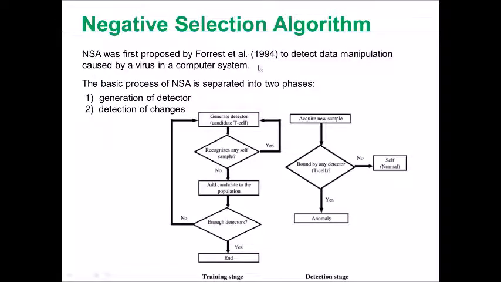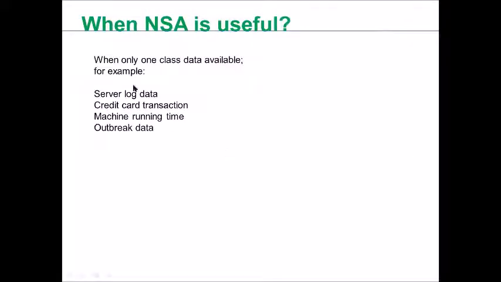Negative selection was proposed by Forrest in 1994 to detect data manipulation caused by a virus system. The negative selection algorithm has two phases. First, we need to generate the detector, and secondly, to detect the changes. So why is NSA useful?